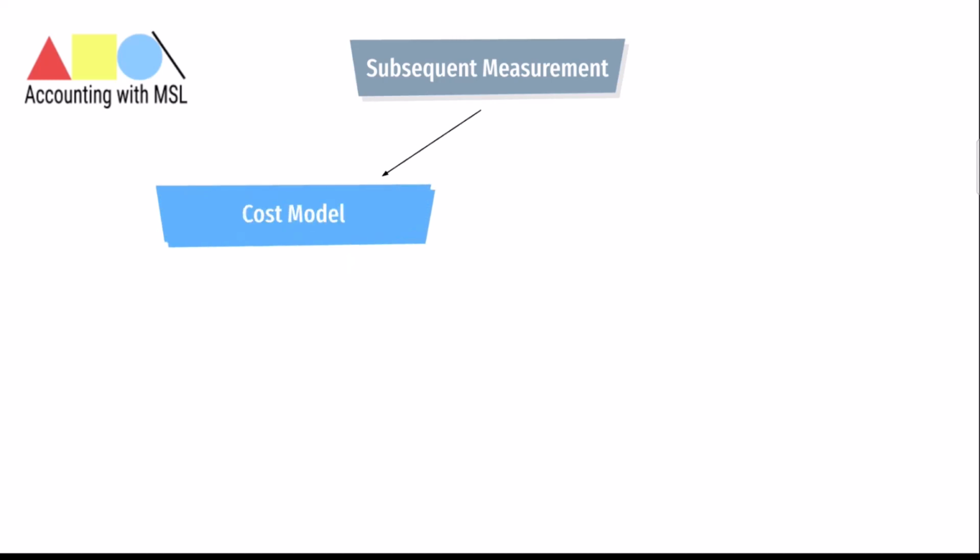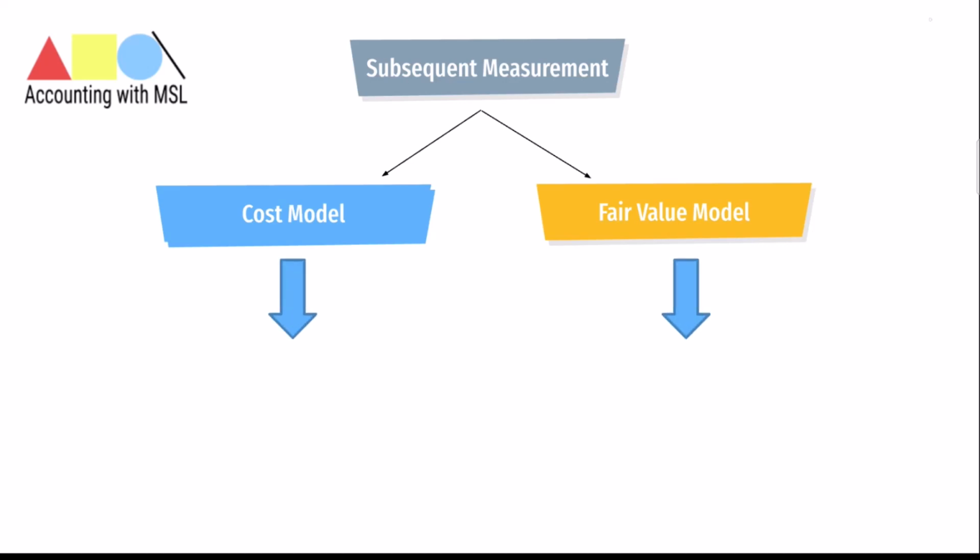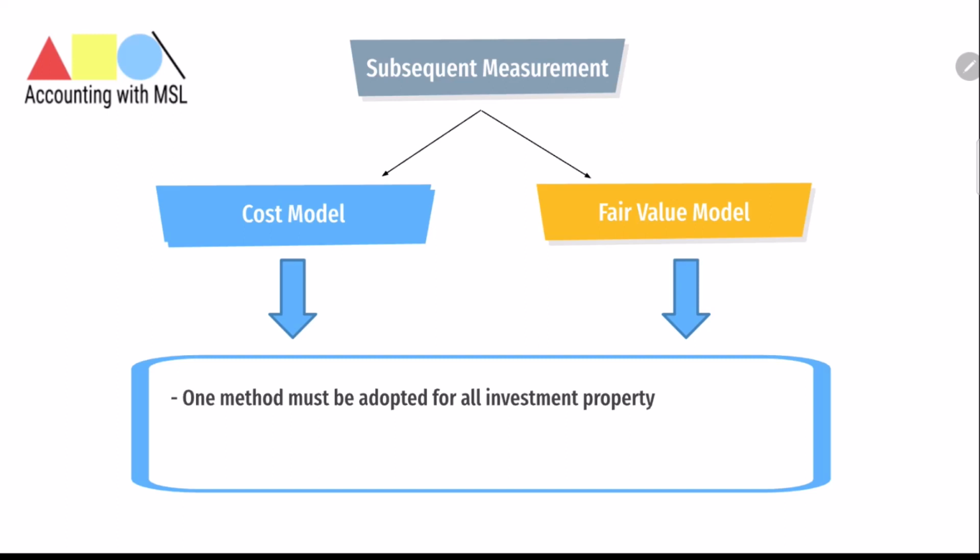The first is the cost model, and then we have something called the fair value model. It is important to mention that under both, the thing to remember is that one method must be adopted for all investment property. So if you choose the cost model, you must apply it consistently to all investment property. If you choose the fair value model, you must apply that measurement method to all your investment property.